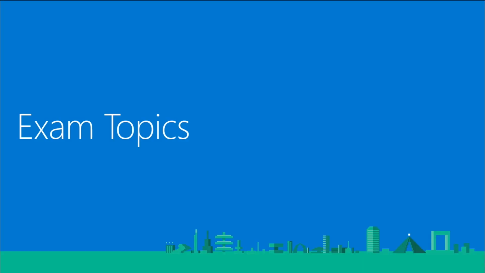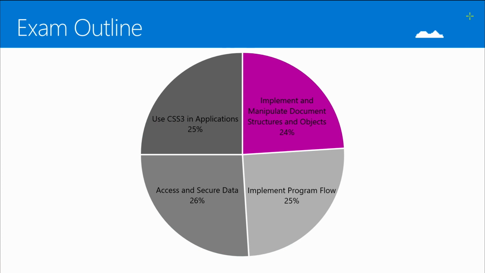Let's talk a little bit about the different topics that are covered by the exam. Now, the best thing to do when it comes time to study up for an exam is to figure out what's actually going to be on it. And so what you're going to notice is that there's really 4 main topic areas: using CSS, implementing and manipulating the DOM, accessing secure data, and implementing program flow by utilizing JavaScript.